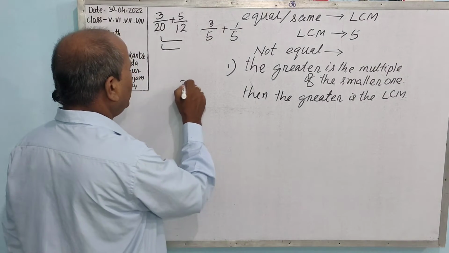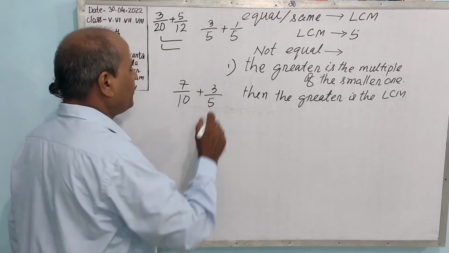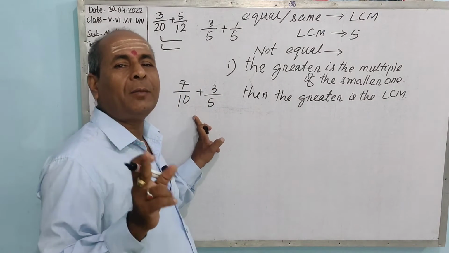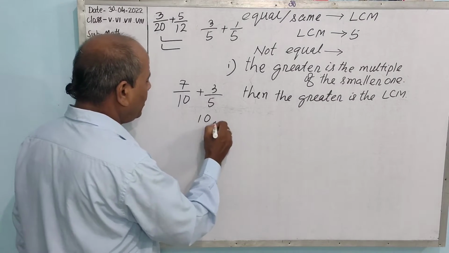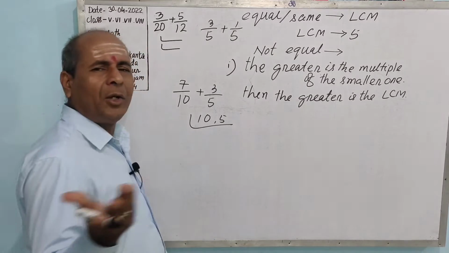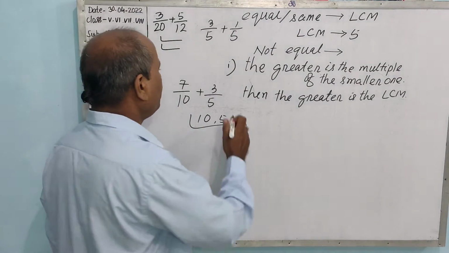Suppose we have to add 7 by 10 and 3 by 5. So here we have to calculate the LCM of 10 and 5. It is not necessary to do it the long way. Automatically 10 will be the LCM.